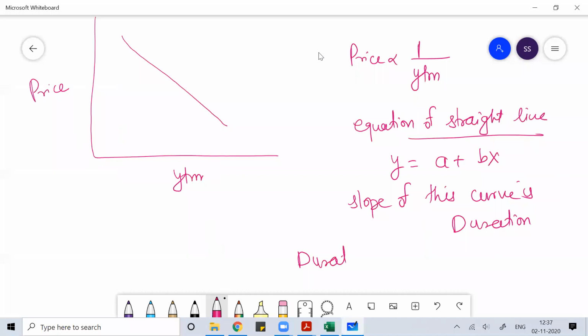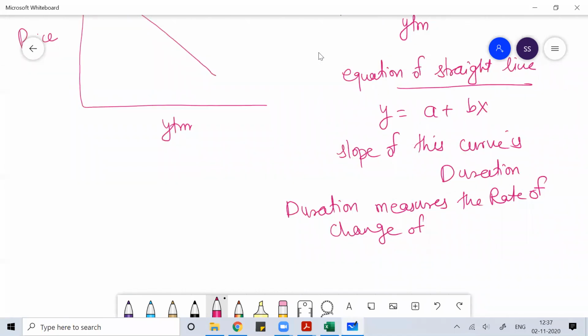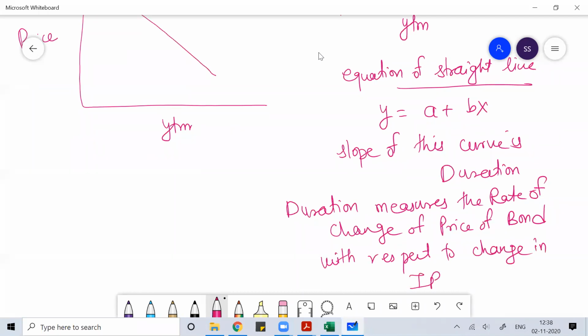Duration measures the rate of change of price of the bond with respect to the change in the interest rate or yield to maturity in the market. So that is basically what duration measures.